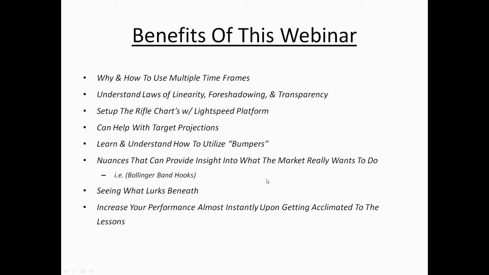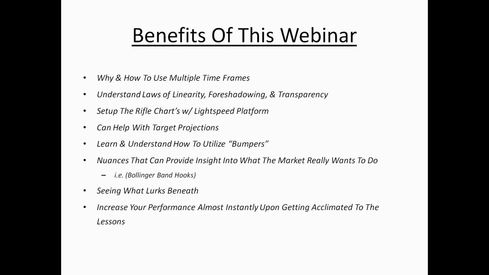And in order to understand how to utilize multiple time frames, just because you have them up doesn't mean you're going to be able to dissect them. So we need to understand a few laws that we've built in order to be able to utilize the multiple time frames. The few laws that we're going to go over are the laws of linearity, laws of foreshadowing, and laws of transparency. With those 3, we're going to be able to understand exactly what is going on as we look at the big picture, the big scheme of things.